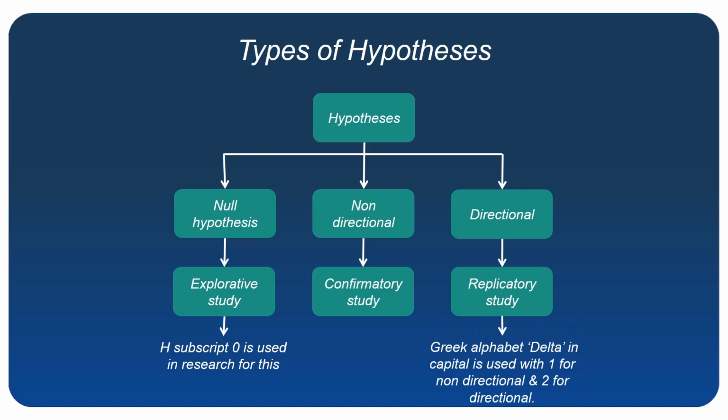Why should we have this many types of hypothesis? Null hypothesis is generally formulated for exploratory study, whereas non-directional hypothesis is for confirmatory study, and directional hypothesis is for replicatory study. For want of time, I am not able to explain to you the differences among these three types of studies. I assume that they are self-explanatory.